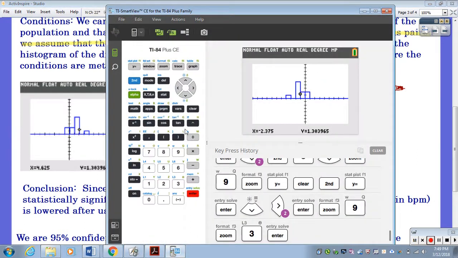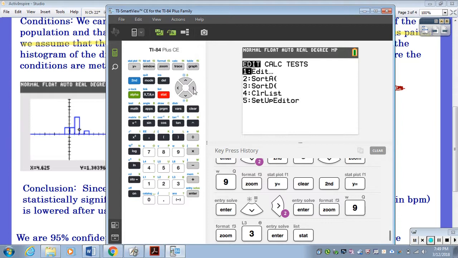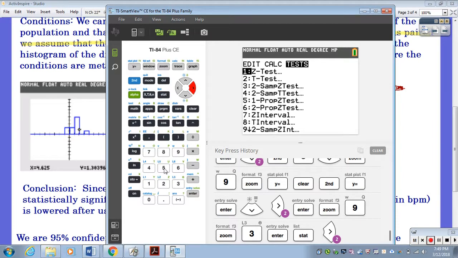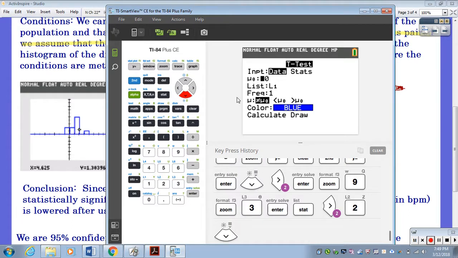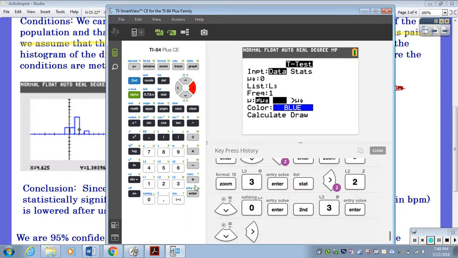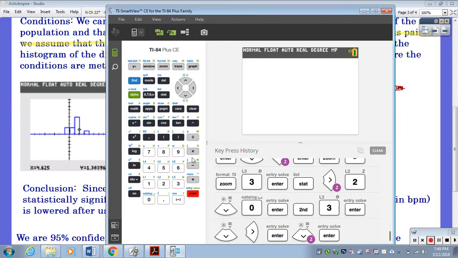So remember, we are just running now a normal t-test. Even though we are doing this special paired t-test thing, it's still just a t-test at heart because we have one group. So now for mu sub 0, we're basically just going to put 0 in there. For our list, we have list 3. We are testing that the differences are less than 0. And then just hit calculate. And this gives us our statistics, pretty standard what we normally would write.